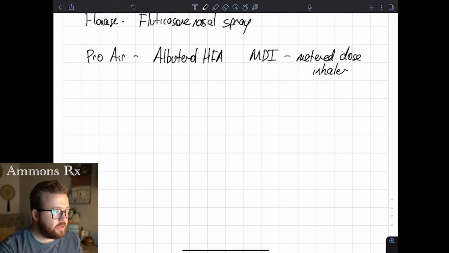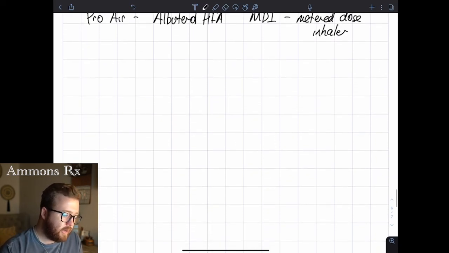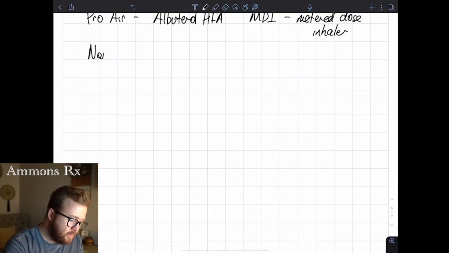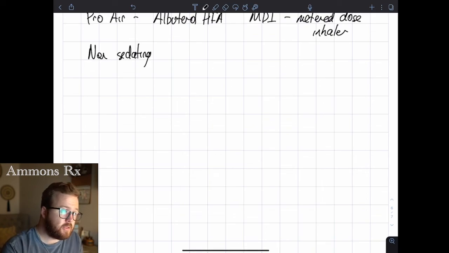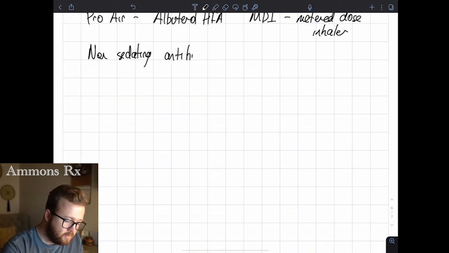Last question, which is a non-sedating antihistamine over the counter for allergy relief? So non-sedating, meaning it won't make you drowsy. Antihistamine, over the counter. This is going to be loratadine.